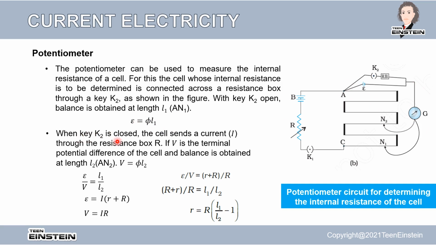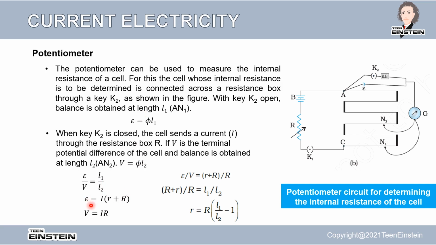Now let's close this K2. The cell sends a current I through the resistance box R. If V is the terminal potential difference of the cell and the balance is obtained at the length L2, then we have this condition: V, that is the potential drop, equals phi into L2. So if you do epsilon by V, phi gets cancelled, you get L1 by L2, right?